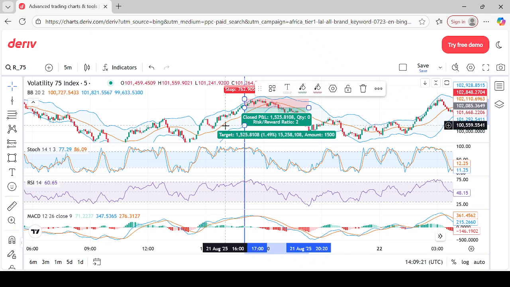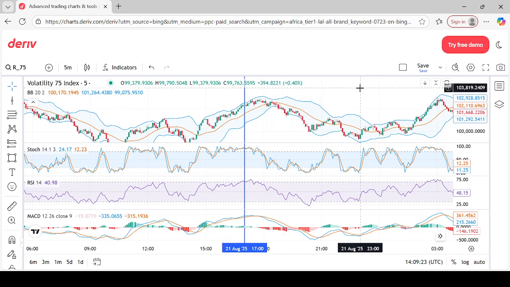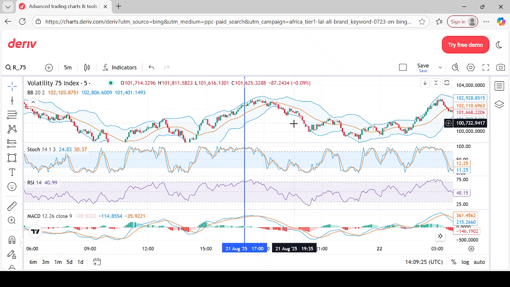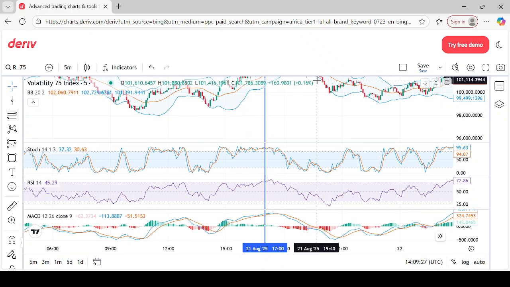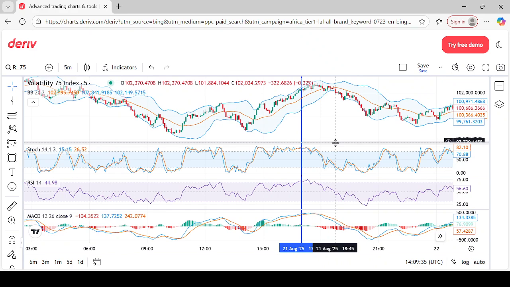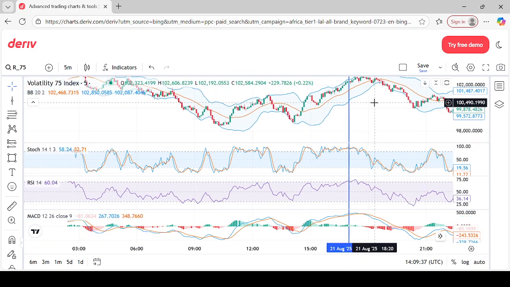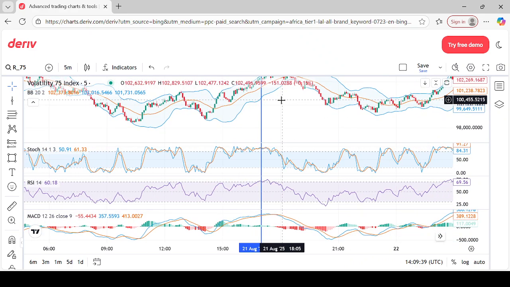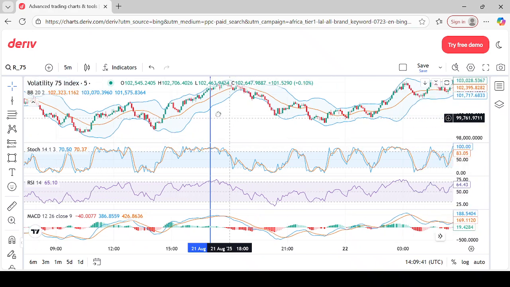Now finally, you have to monitor your trade slowly and exit when price has reached a key level such as the middle or opposite Bollinger Band, or when the indicator shows signs of exhaustion. This disciplined approach will ensure you capitalize on small price movements while minimizing your risks.